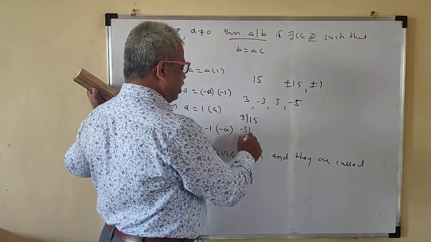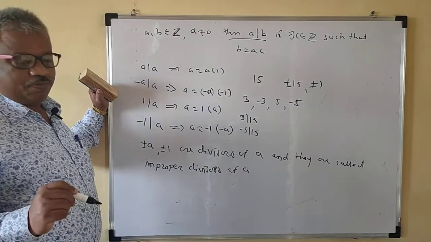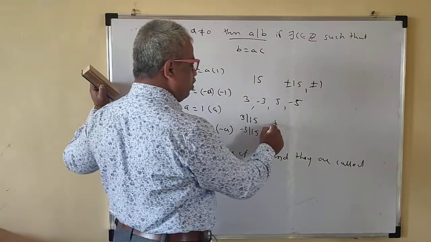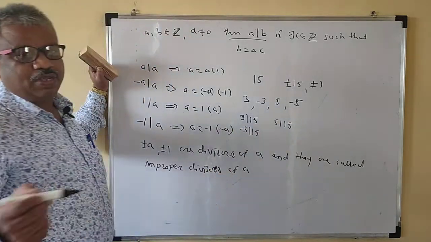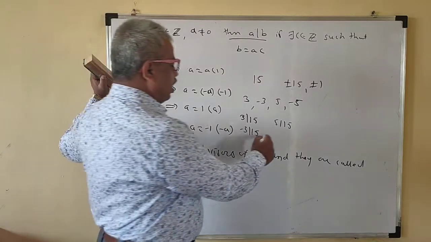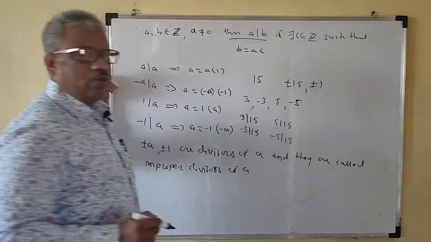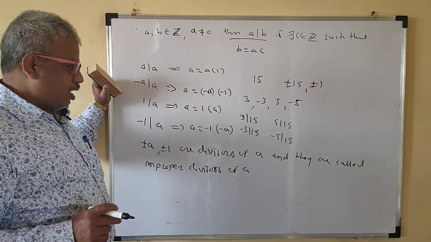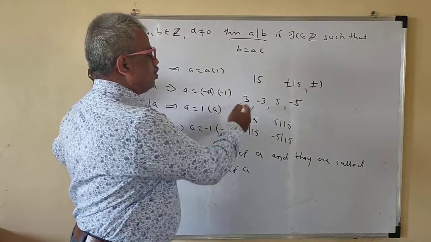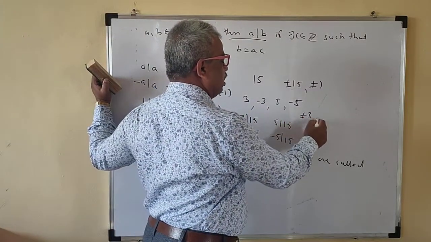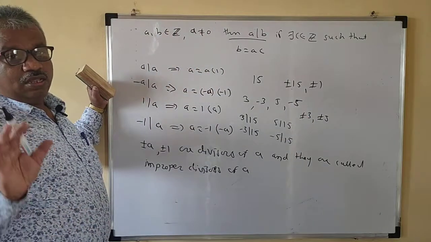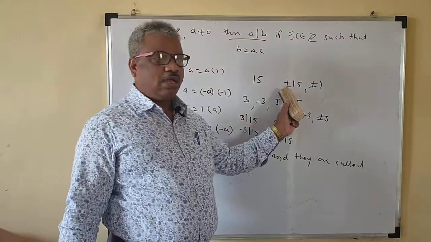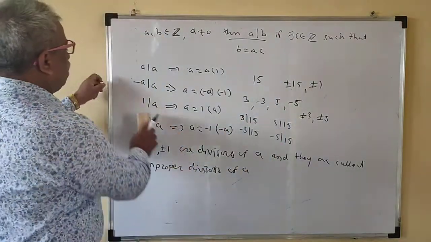Again, you can write 15 is equal to minus 3 into minus 5, and minus 5 is an integer. So 5 divides 15. This is also true, because you can write 15 as 5 times some integer, and 15 is equal to minus 5 into minus 3. So plus or minus 3 and plus or minus 5 are divisors of 15, and they are the proper divisors of 15 because they are other than plus or minus 15 and plus or minus 1.